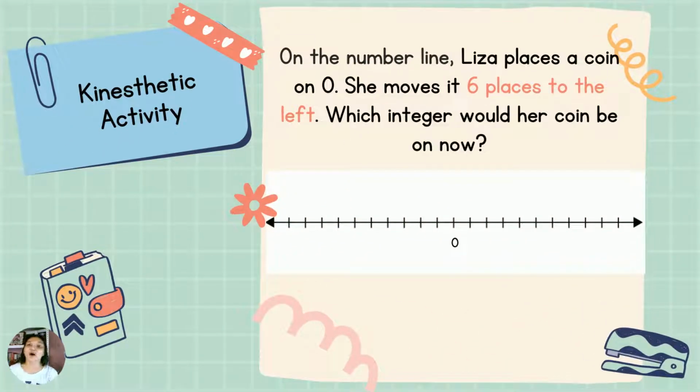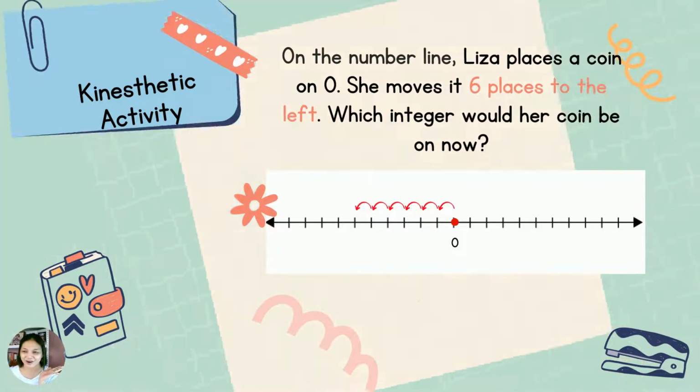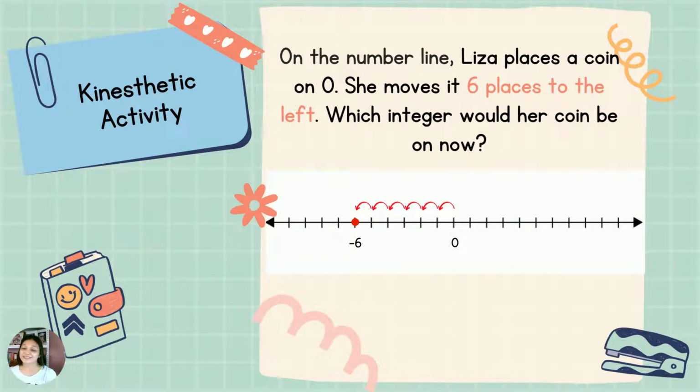Okay, next, let's have this. So on the number line, Lisa places a coin on 0. And then she moves it 6 places to the left again. Papunta ulit sa left. Which integer would her coin be now? So from 0, you will move it to the left 6 places. So from 0, mag-move ka ng 6 places to the left. So if you moved it na sa 6 places, will it be positive or negative? Of course, it's negative. Kasi di ba nasa left of 0? Okay. If your answer is negative 6, then you are correct. Very good. All right.